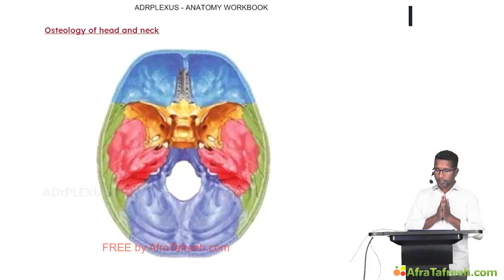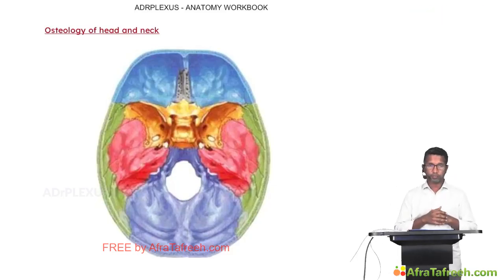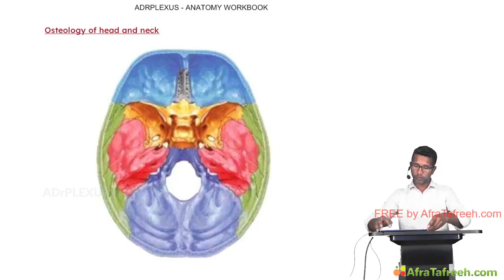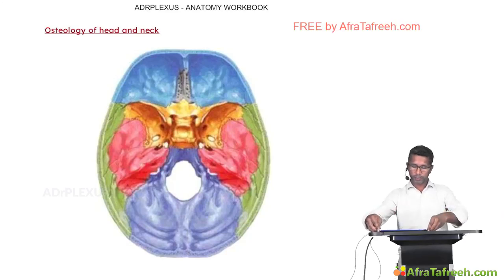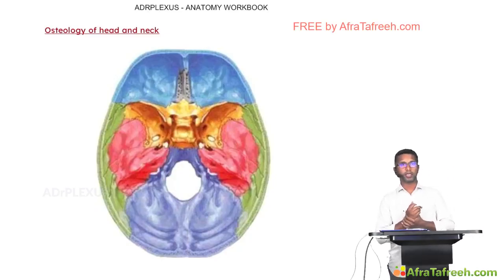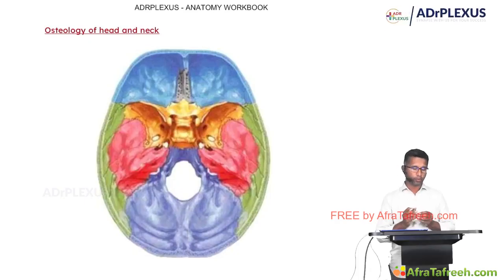Whatever we have been discussing all this time is important, the most high-yield areas, with questions that have been asked several times. We discussed the important areas mainly of the upper and lower limb, the abdomen, and the pelvis and perineum. Now we are moving into osteology of the head and neck. Again, I'm telling you, it is one of the most potential areas to ask questions.